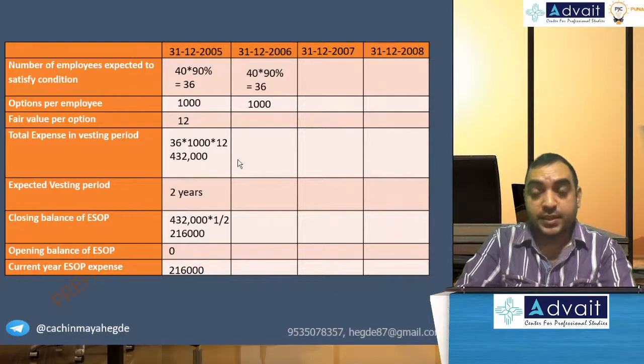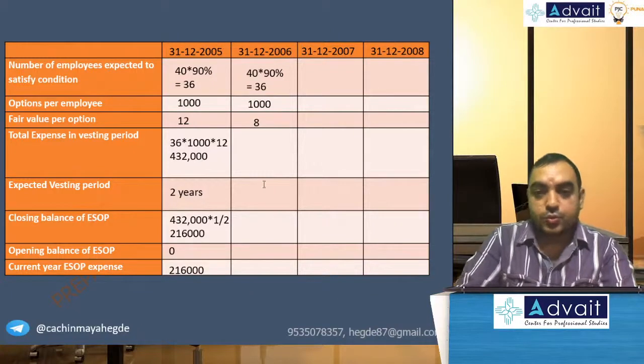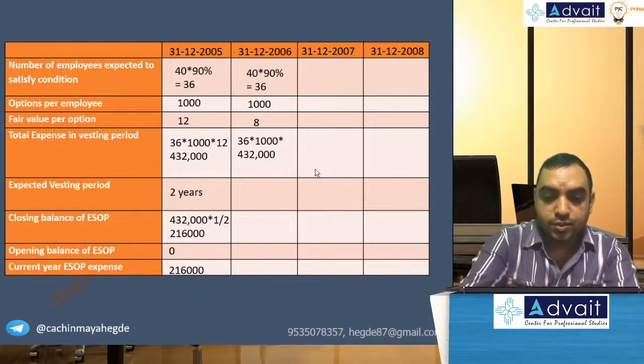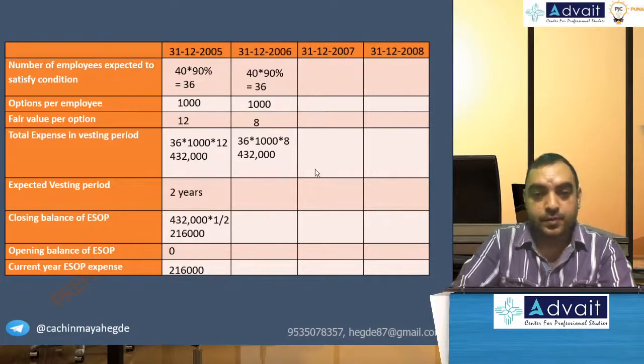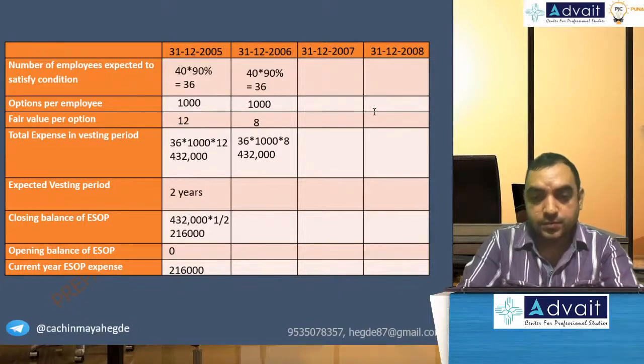But fair value changed. How much is the fair value now? Fair value at the end of the year is 8 rupees. So 8. What is the closing total expense then? 36 into 1,000 into 8. That is 2,88,000.